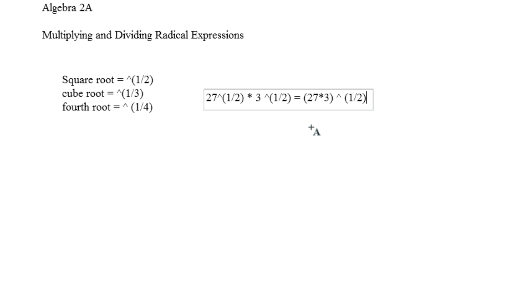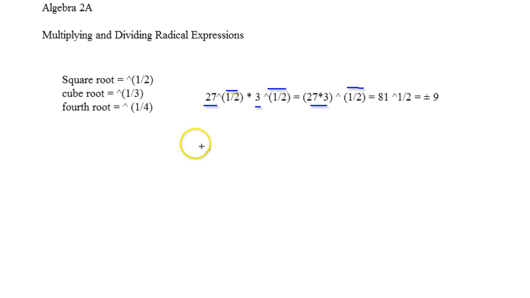Alright, and then you'll quickly see that it's going to turn into 81 to the 1/2, which is going to turn into 9. Well, actually, I would say plus or minus 9. Yes, do plus or minus 9. It just saves you a whole headache when you're dealing with this stuff. So in other words, when you are multiplying and they both have the same radicand, you can combine them underneath the same radicand and just go ahead and do the operation and work on it that way.